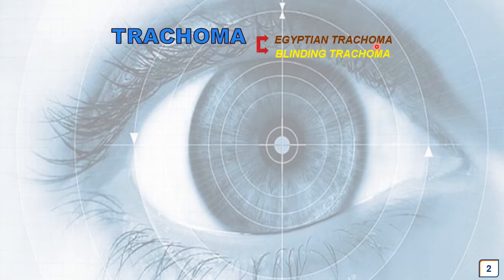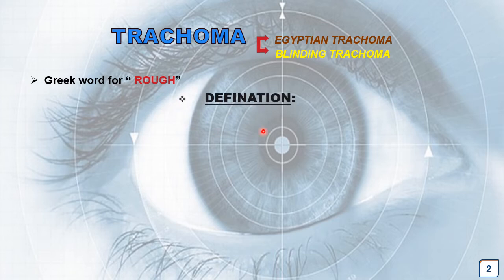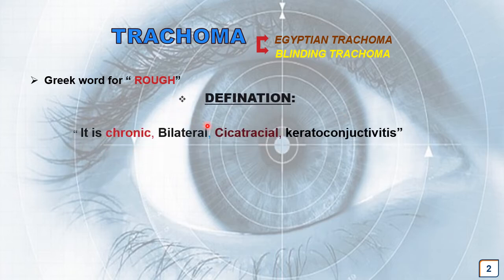Trachoma is also known as Egyptian trachoma or blinding trachoma. Trachoma is a Greek word which means rough. Through the definition of trachoma, we can easily understand what actually it is. It is chronic, bilateral, cicatricial keratoconjunctivitis.